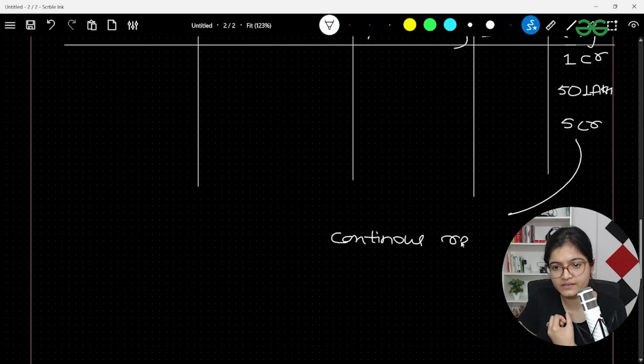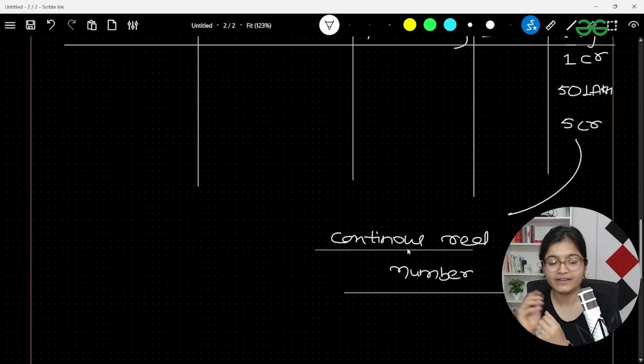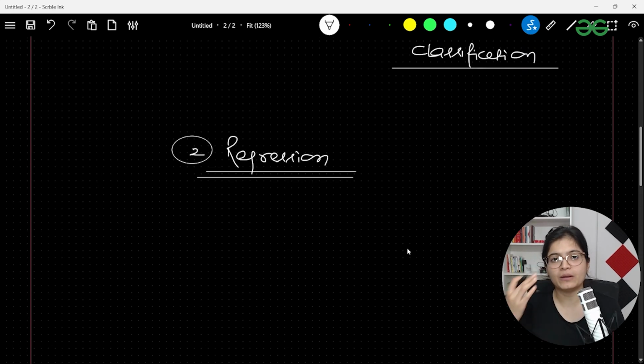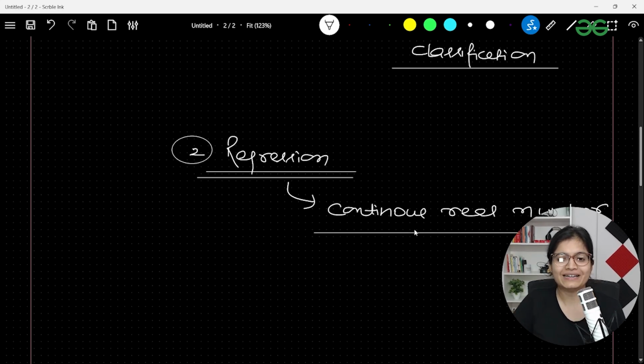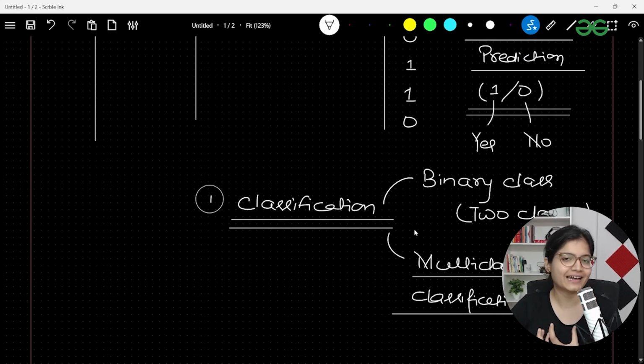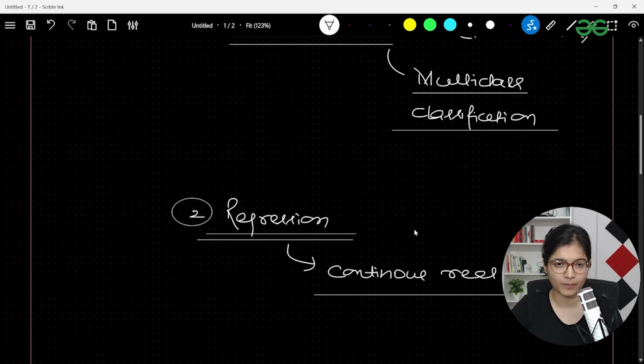It is a continuous real number or real value that we have. I hope you will be able to understand. Here I can't classify it in some values. So that's why that kind of problem is something which we call a regression based problem, where our prediction is some continuous real number. So at that point of time, we will call that kind of problem a regression based problem.